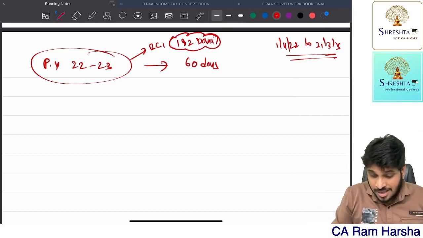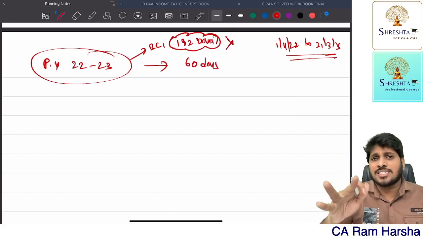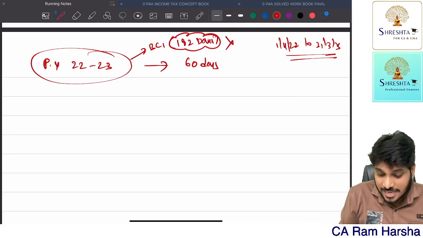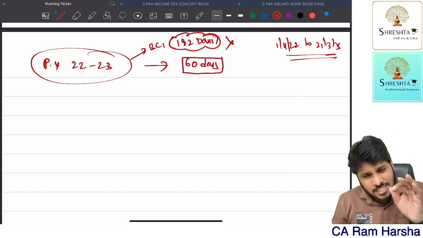If the 182 days criterion is not satisfied, then we will check the second criterion. What is that second criterion? Have you stayed for at least 60 days?